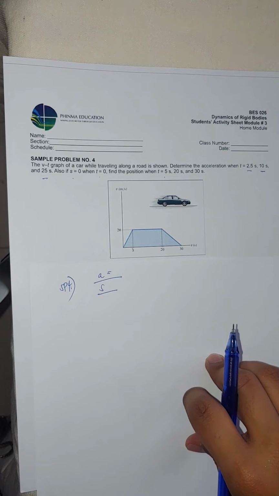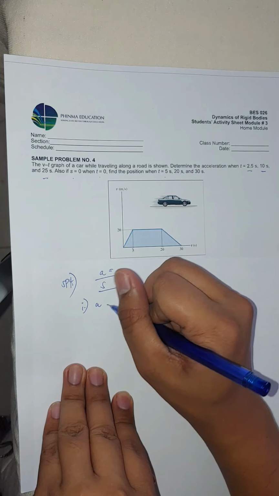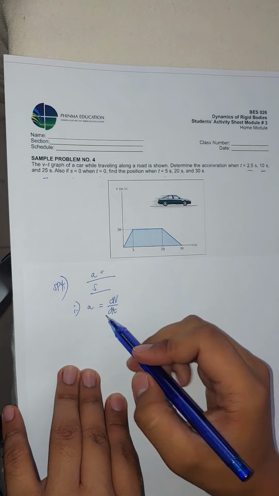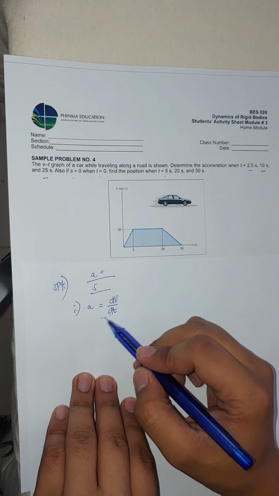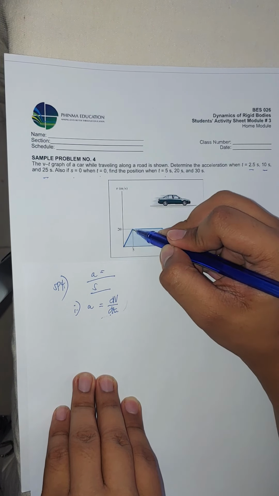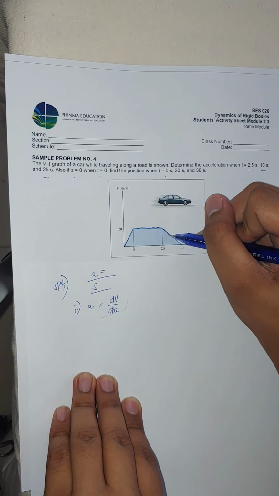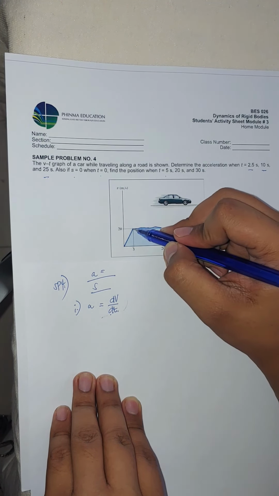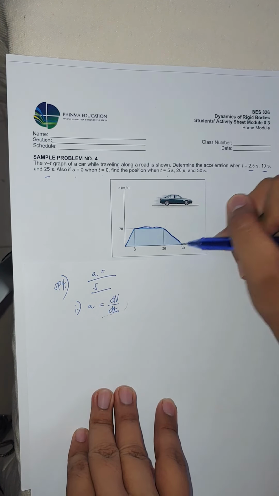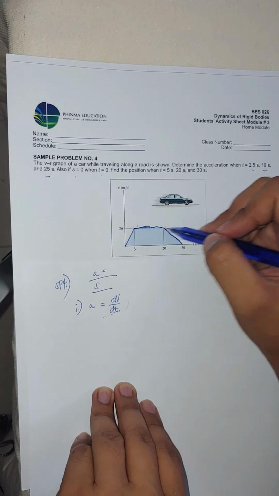So, to get the acceleration, we know that the acceleration is equal to the derivative of the velocity with respect to time. But this is applicable if we have the equation of this line, this line, and this line. So we know that its equation is just 20, but this is an inclined line. Actually, we can use basic algebra to get the equation of these lines.